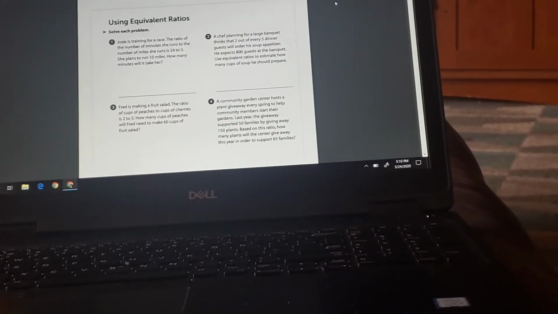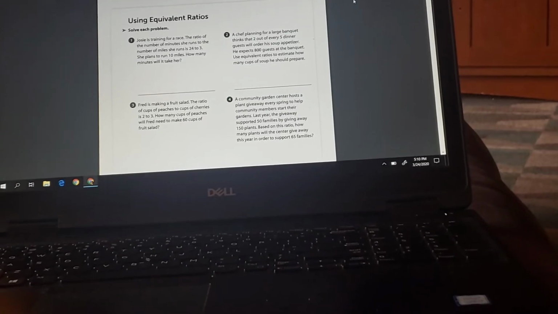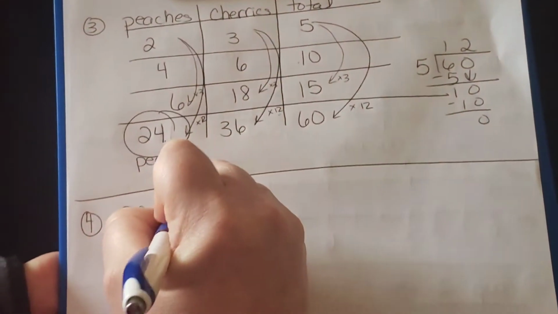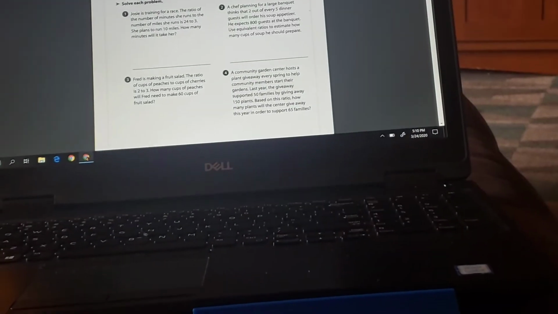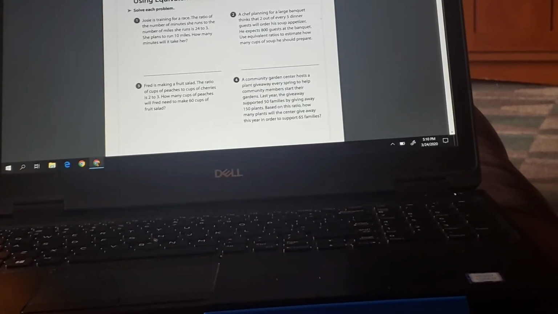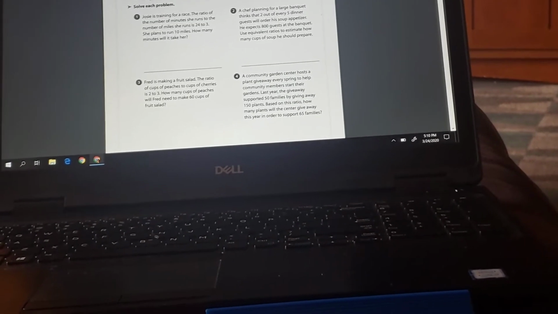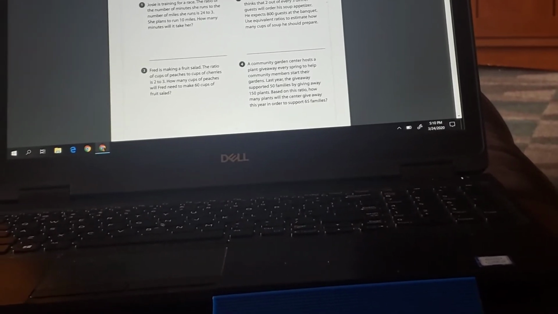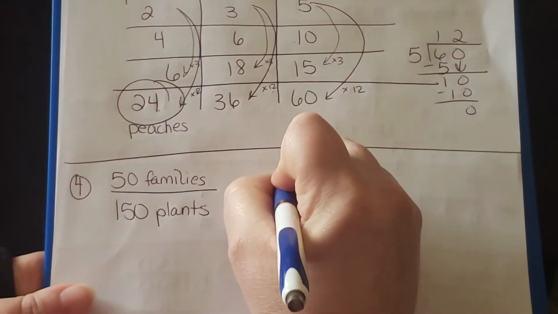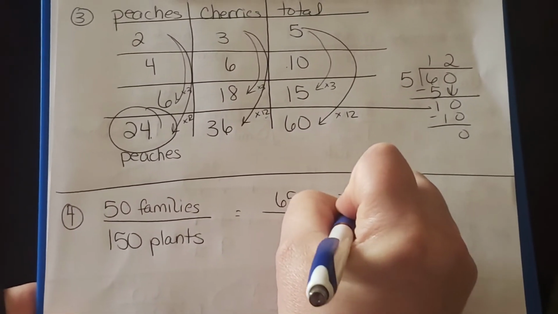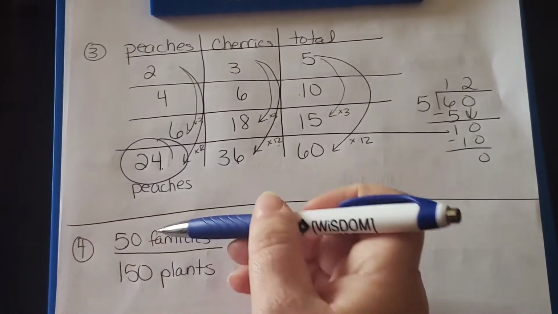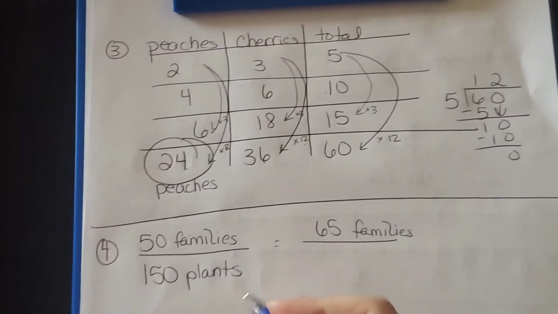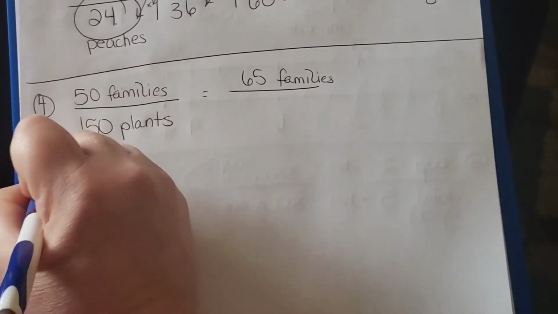All right, a community center is hosting, and last year 50 families were able to get 150 plants. Based on this ratio, how many plants? We want to get to 65 families. And again, 50 doesn't easily go into 65. So you might want to, again, try to figure out the unit rate.